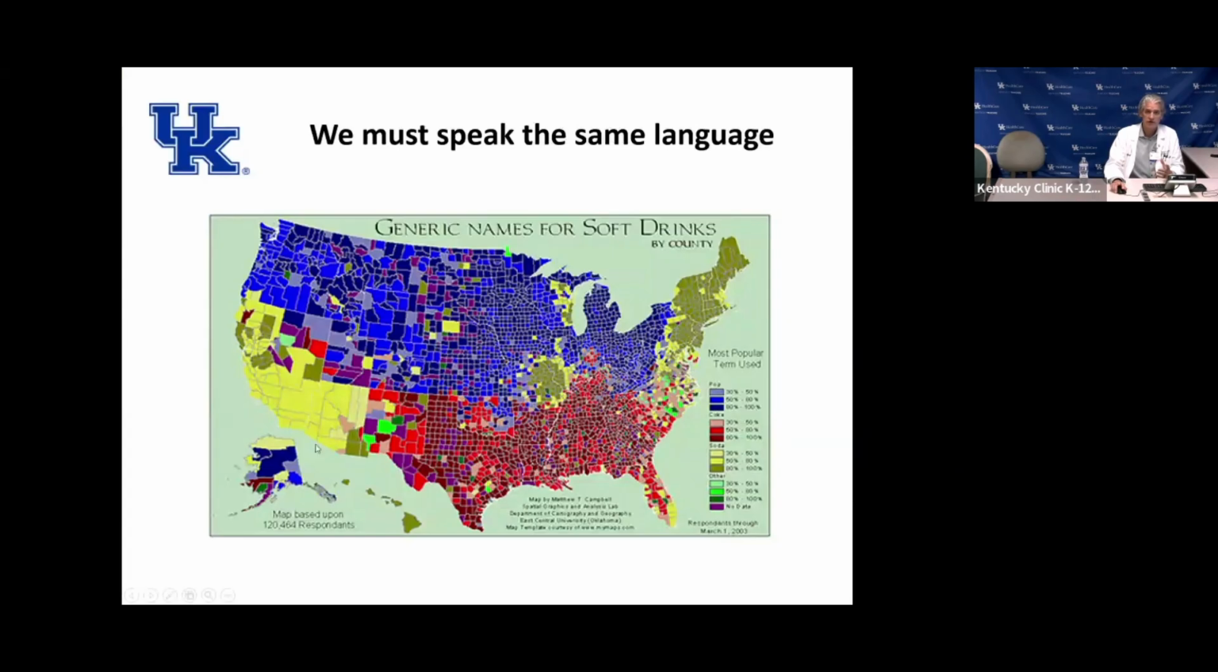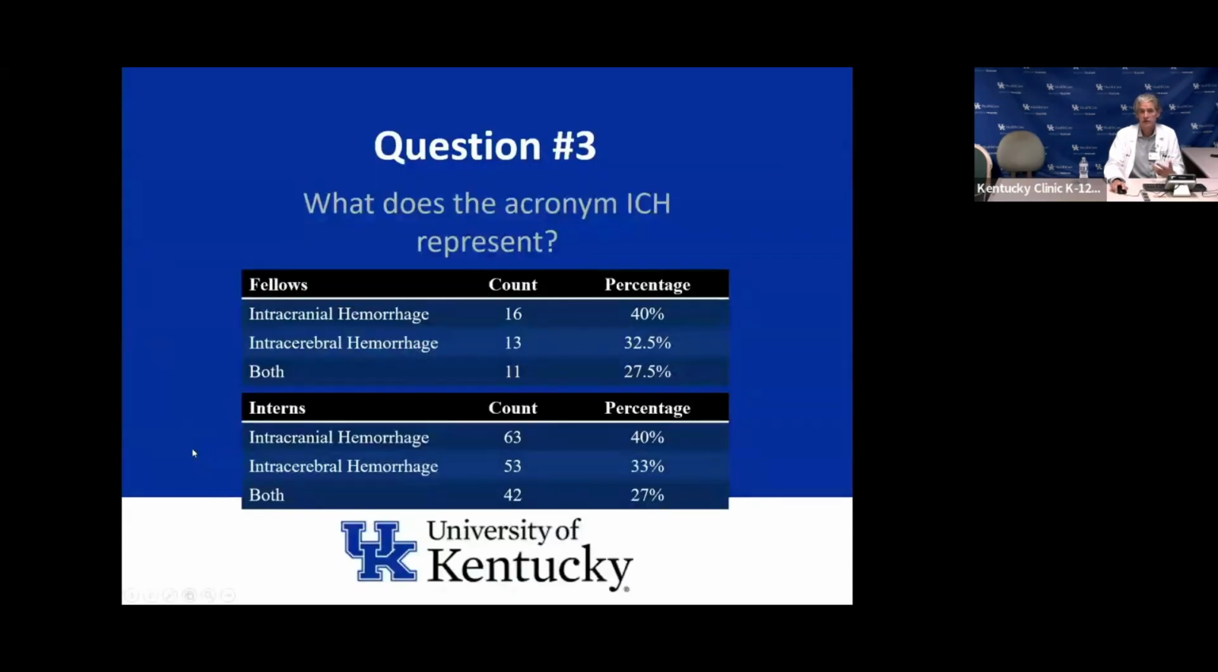So we need to speak the same language. We can't call a diagnosis something in California and something different in Michigan and a third thing in Texas and hope that we can pull off some high quality research or even compare ourselves to each other. So this is just something as simple as soft drinks, right?